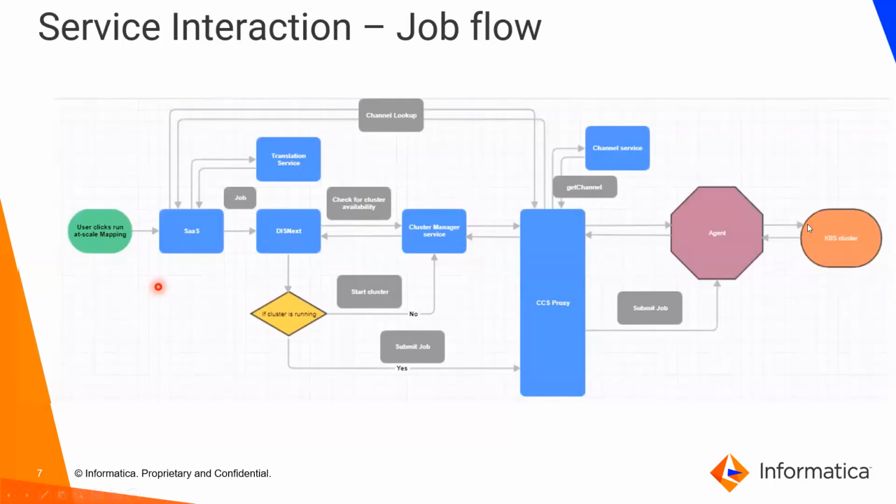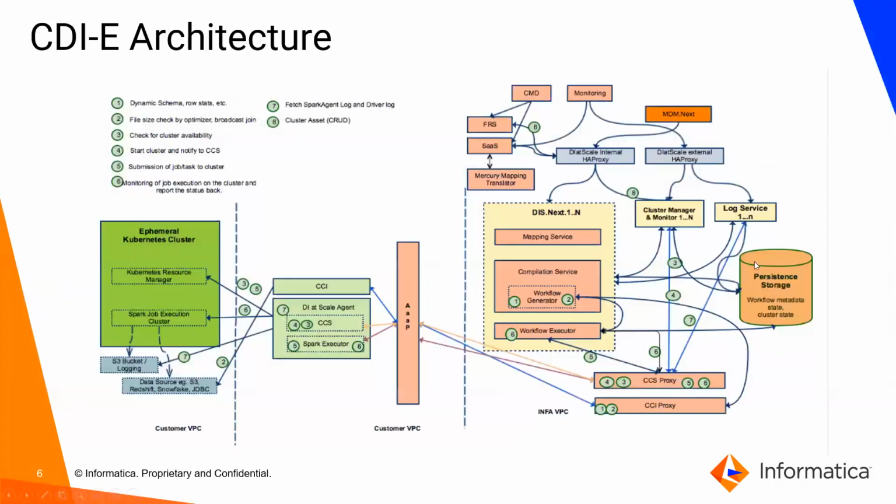If it is not running, we will start it and give back the status to the CCS proxy, and the CCS proxy will give back the status to the DIS Next. Once the cluster is running, it will submit the job via the CCS proxy, and the job will be submitted to the agent, and the agent will run the job on Kubernetes on Spark cluster. This is the same flow which I explained in my previous slide.